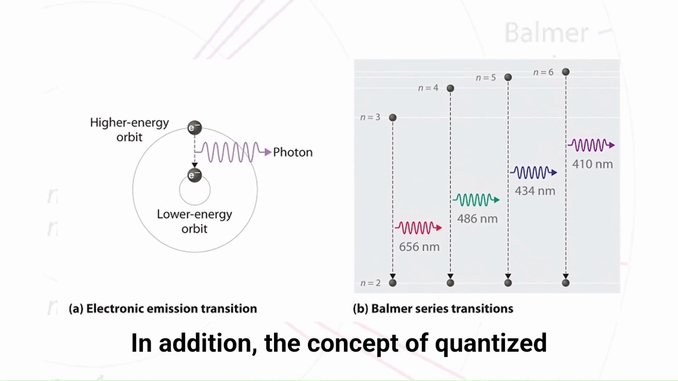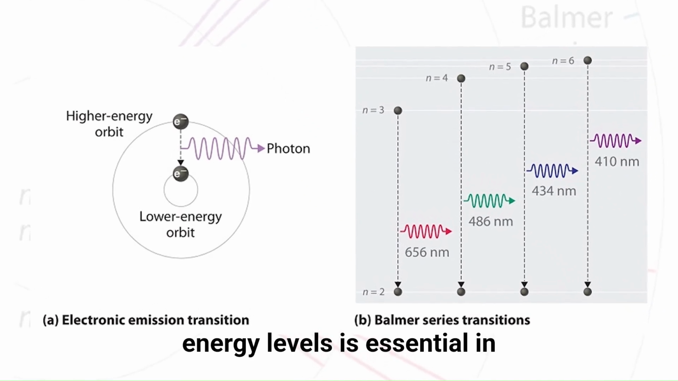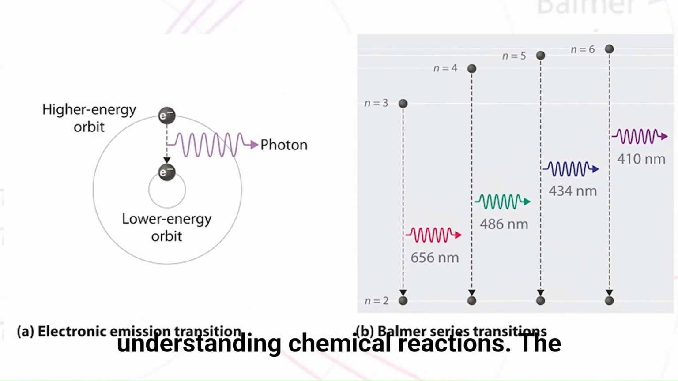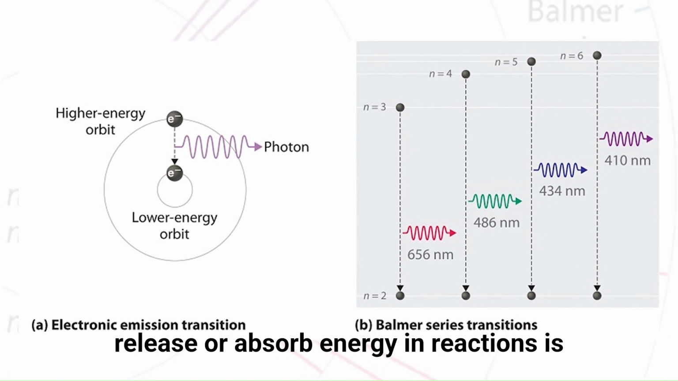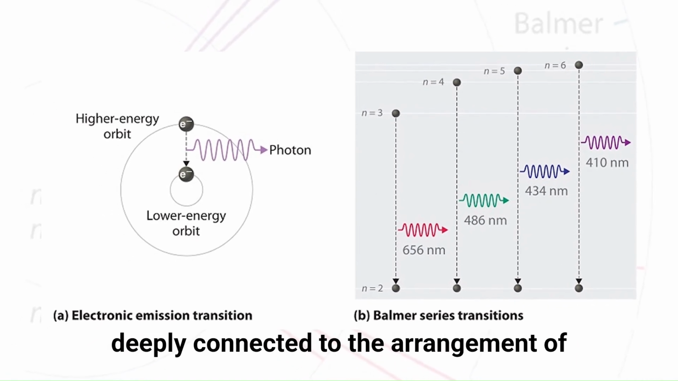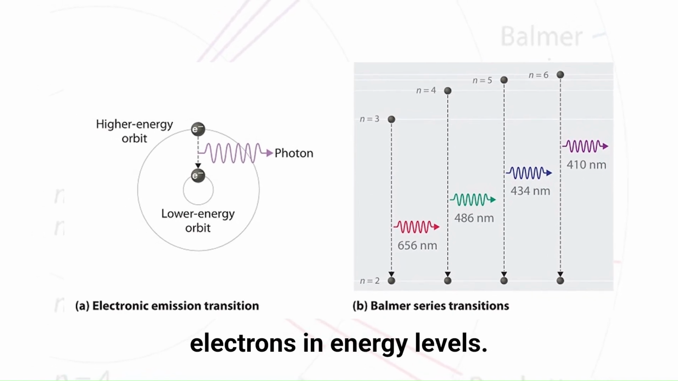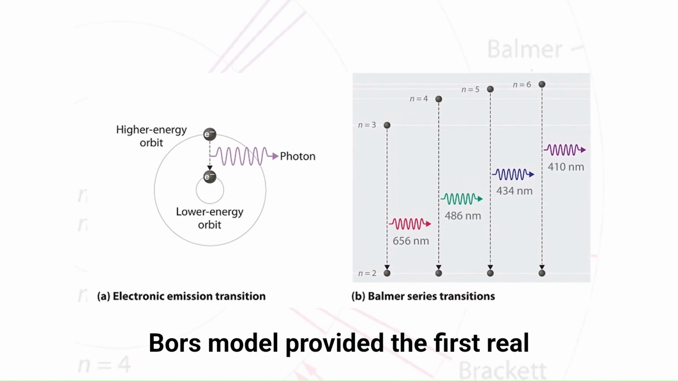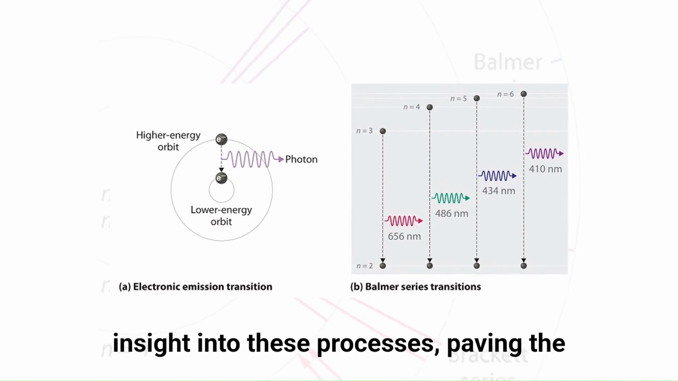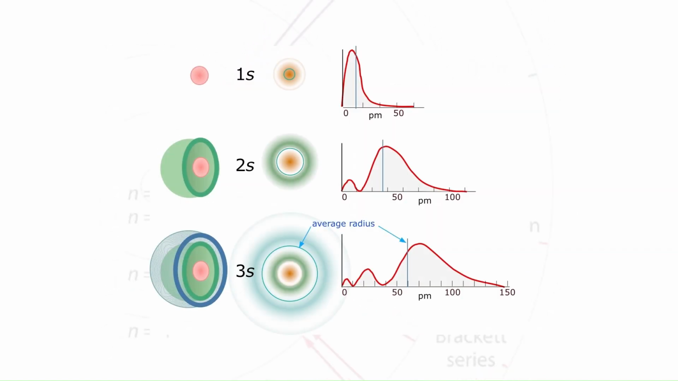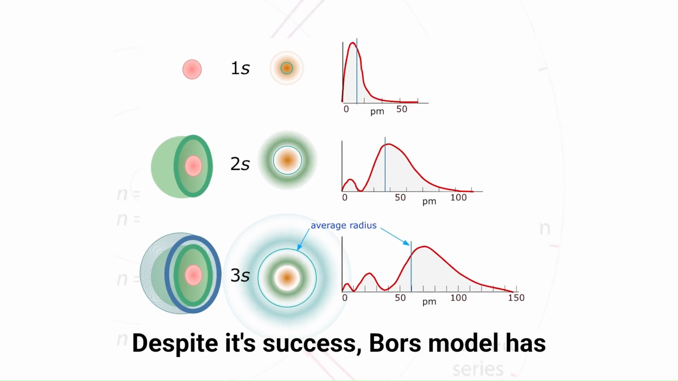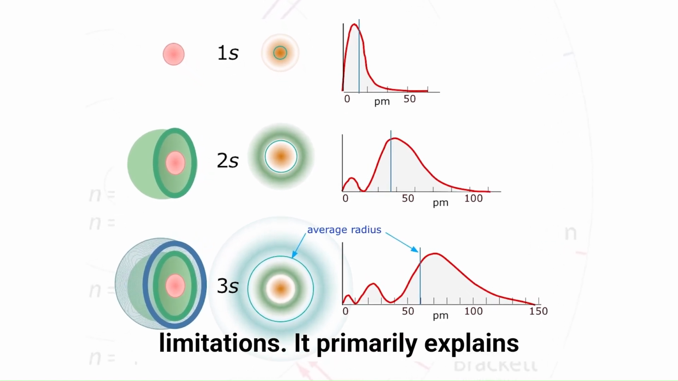In addition, the concept of quantized energy levels is essential in understanding chemical reactions. The way atoms interact, form bonds, and release or absorb energy in reactions is deeply connected to the arrangement of electrons in energy levels. Bohr's model provided the first real insight into these processes, paving the way for modern quantum chemistry. Despite its success, Bohr's model has limitations.